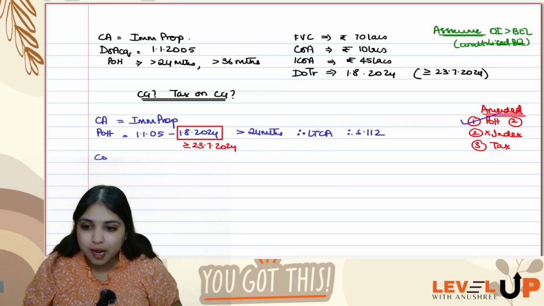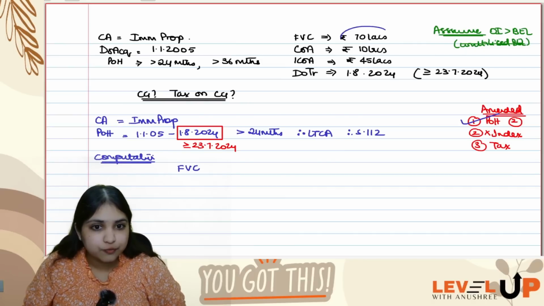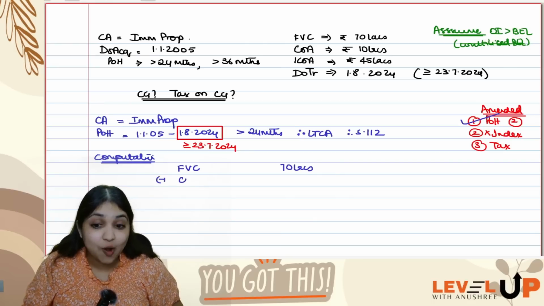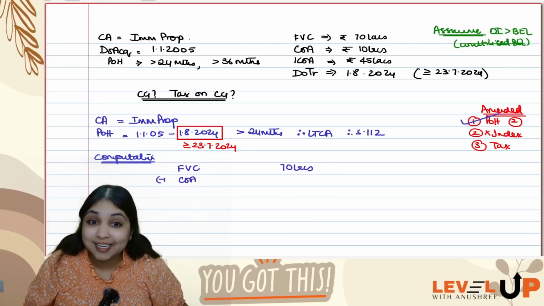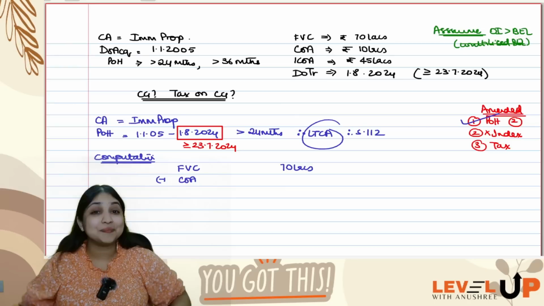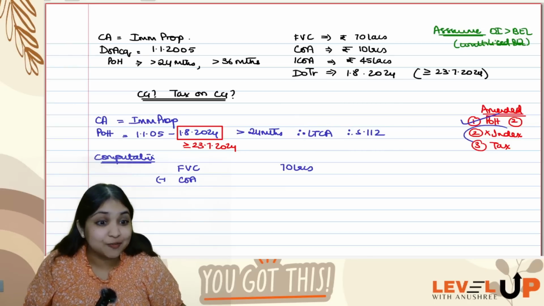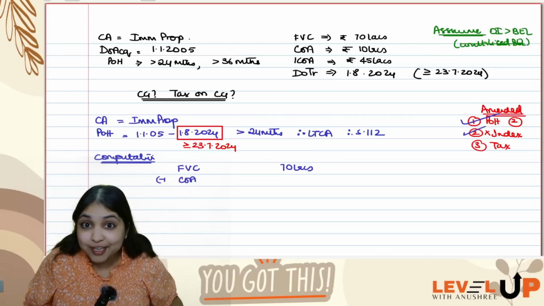After this we start the computation, guys. How will you do the computation? We'll start normally. Full value consideration. The full value consideration is 70 lakhs. From this, cost of acquisition, no indexation, guys. It is long term. It is 112, but still on or after 23rd July 24, no indexation. So second point also I have applied.